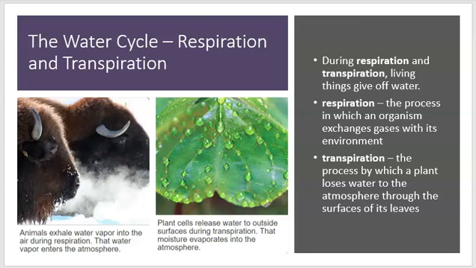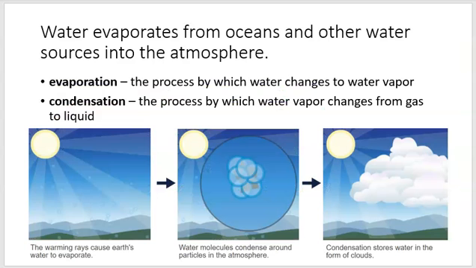Animals exhale water vapor into the air during respiration. Plant cells release water to outside surfaces during transpiration. That moisture often appears as dew. Moisture from both sources evaporates to contribute to the water content of the atmosphere. Water evaporates from oceans and other water sources into the atmosphere. Wherever it's found, in whatever state, the surface expanses of the world's water are warmed by beams of sunlight, causing evaporation, which is the process by which water changes to water vapor.